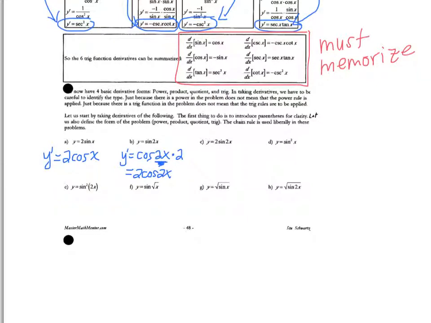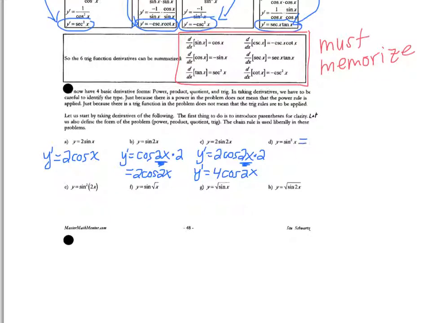For the next one here, it's kind of a combination of a and b. My derivative would be same thing, 2, and then cosine of 2x with a 2 chained along, because again the derivative of the inside there would be 2. So that'll give us 4 cosine of 2x.